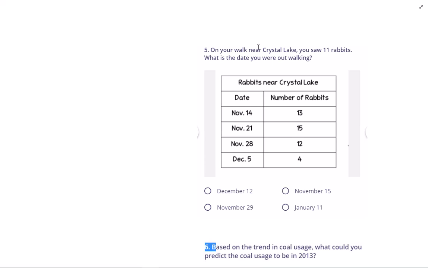So the question is, if you saw 11 rabbits, what's the date that you were out walking? Well, the closest to 11 is this one here. That was November 28th. And these numbers look as if they're going down. So we'll probably say if you saw 11, it was probably some date after November the 28th. There it is. That's the answer.